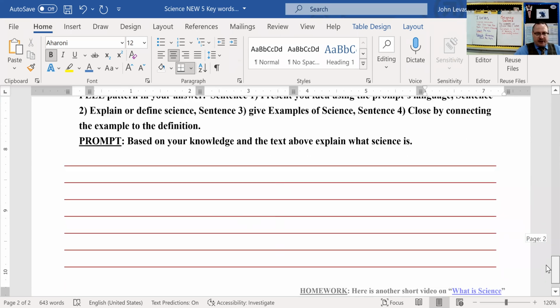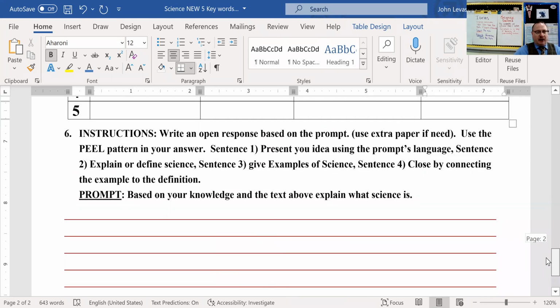Now the last section here is an open response question, and I want you to become really good at answering open response questions. Especially in science, it's almost always going to be either an argument, or more importantly, a description, or particularly an explanation. So here we're asked to do what? Based on your knowledge and the text above, explain what science is. That's our prompt. That's what we're being asked to write.